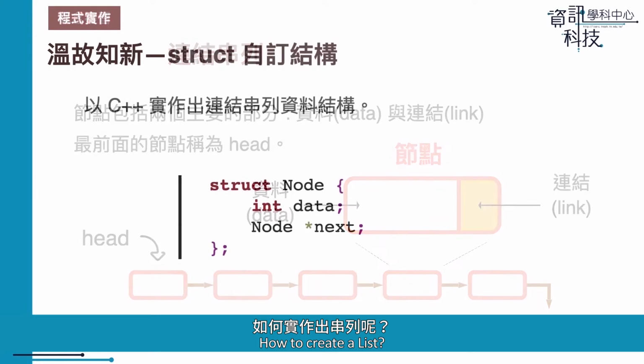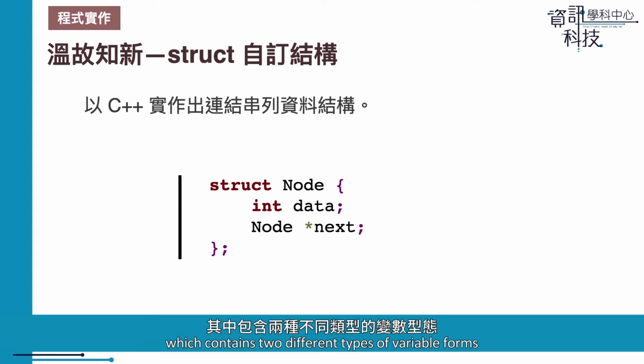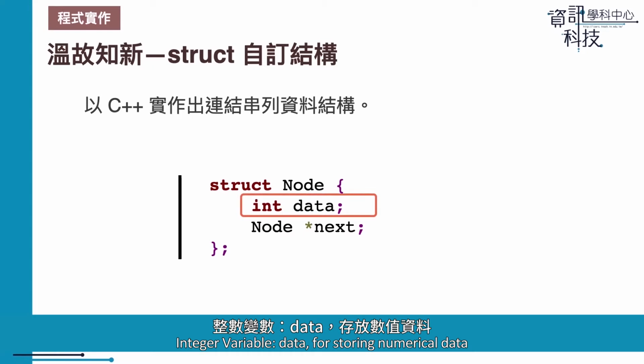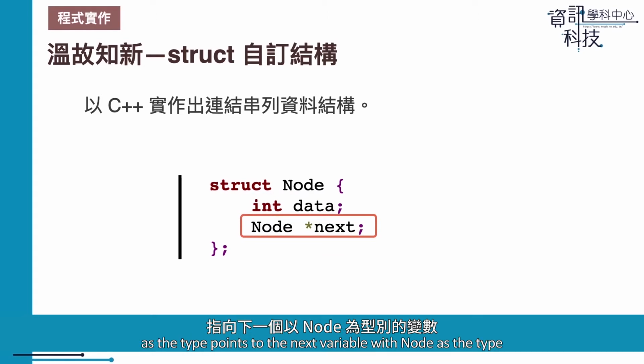How to create a list? First of all, set a structure, define a type with the name as node, which contains 2 different types of variable forms. Integer variable, data for storing numerical data. Pointer variable, the pointer variable with node as the type points to the next variable with node as the type.